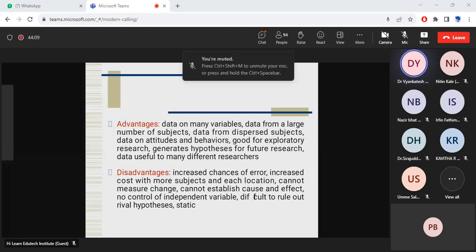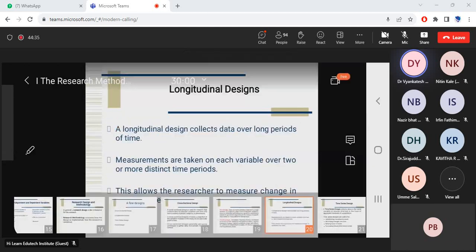And the disadvantages: increased chances of errors, increased cost with more subjects, change cannot be measured, cause and effect cannot be established, and there is no control over independent variables. If independent variables are changing, that doesn't make sense when you are dealing with research data analysis. Independent variables are difficult to handle, and it's difficult to rule out rival hypotheses of statistics.